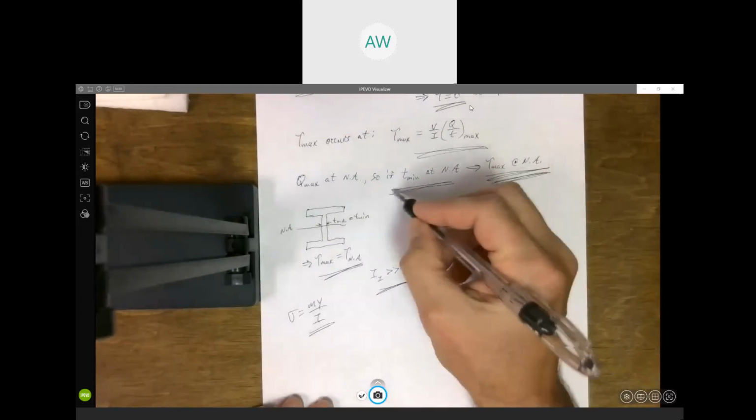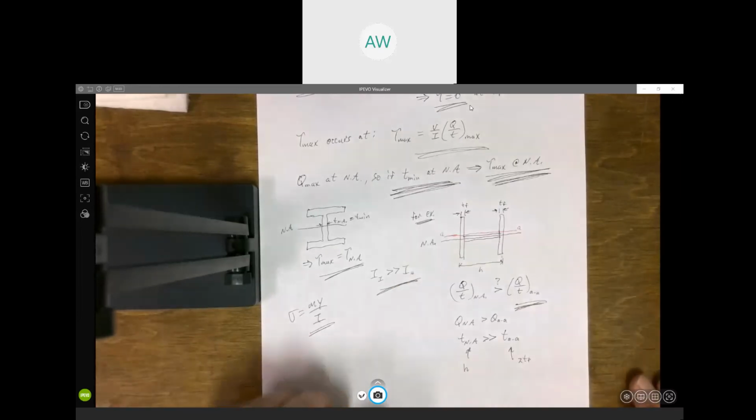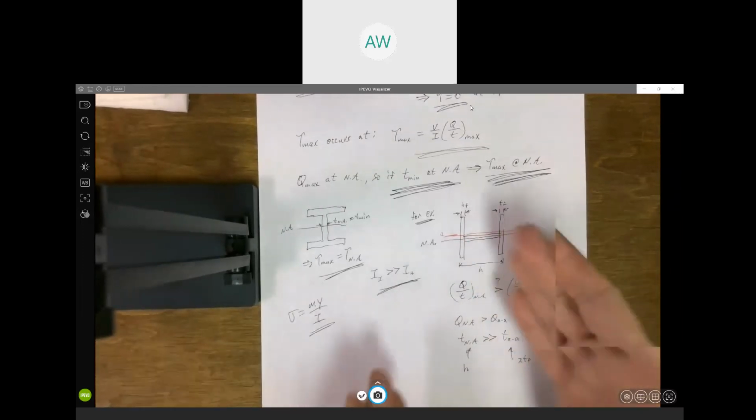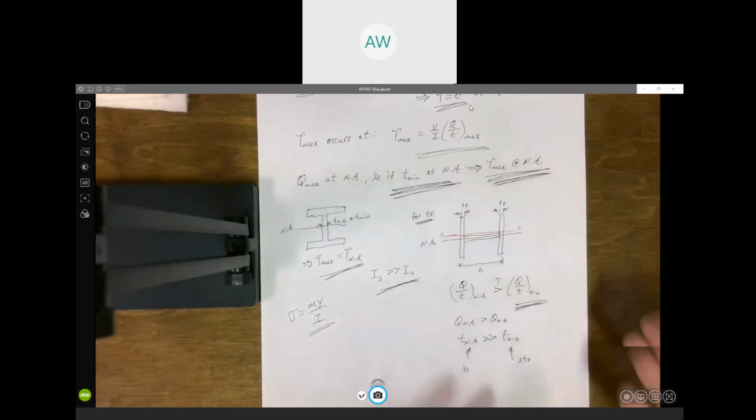So always just check first. Is the minimum thickness at the neutral axis? If yes, I know that's where the maximum shear stress is. And that's what you'll find almost all the time. But I did want to mention it's possible to not be at the neutral axis. All right, so that's where we're stopping. We're going to apply this tomorrow and see if we can calculate what the maximum shear stress is in a beam.